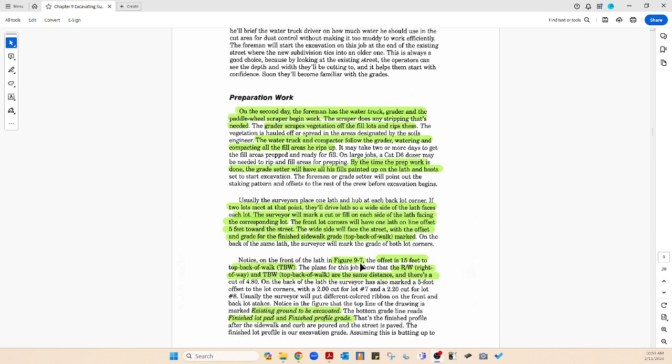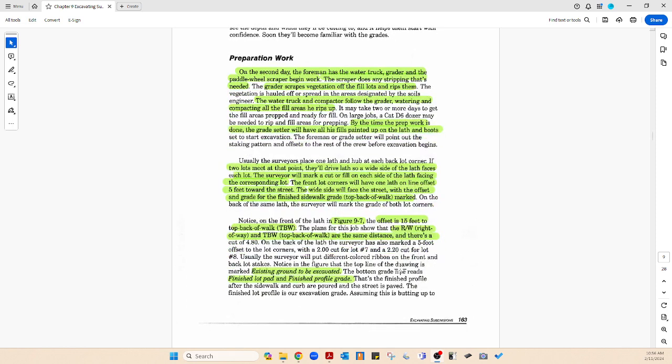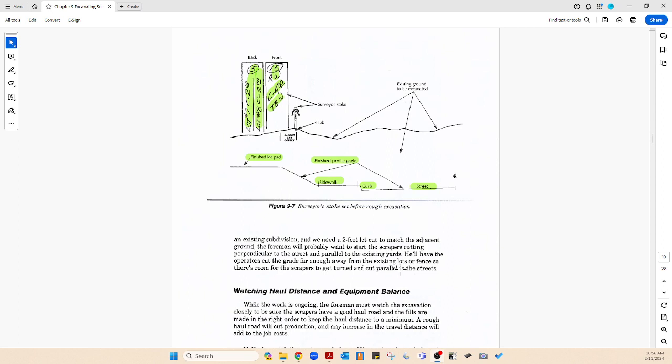What does that say? Figure 9-7. And as I'm talking about this, I'm hoping that my notes will cover what I'm talking about. But let's go to figure 9-7. And I don't think we're too far away. Well, look at that. Here's figure 9-7. Here's some of the things we just talked about.